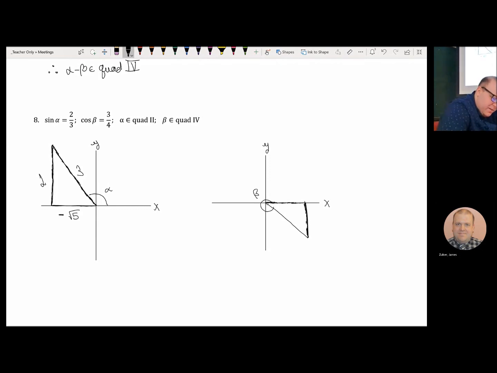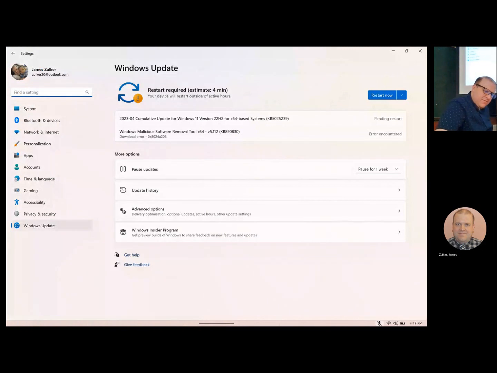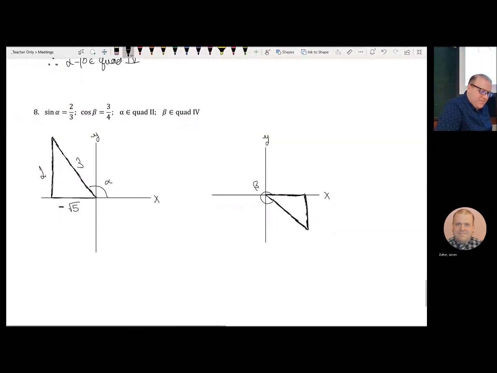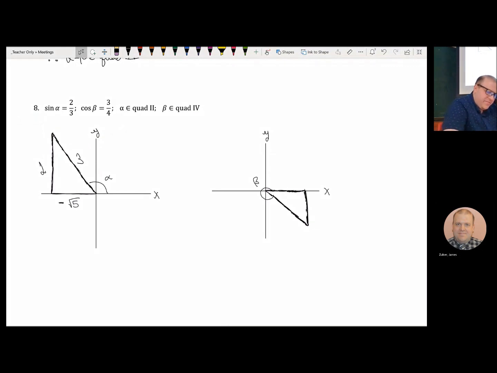And so what do we know for the beta graph? Your horizontal length is going to be 3, the diagonal is 4, so the other one has to be negative root 7.